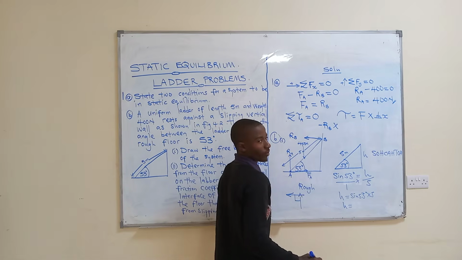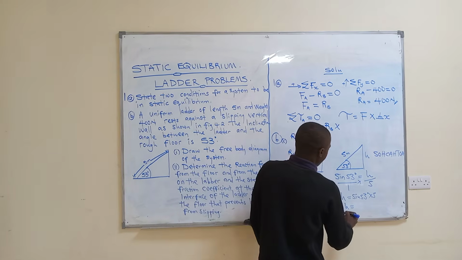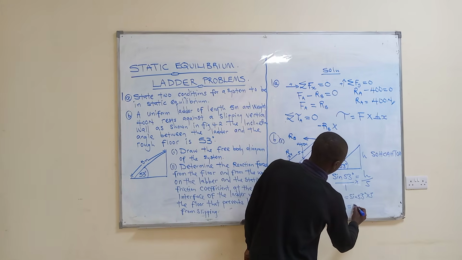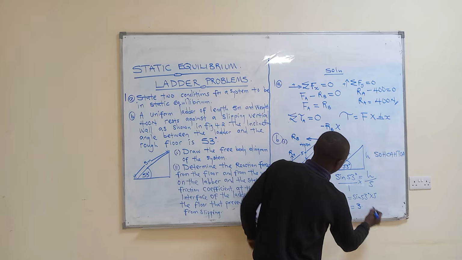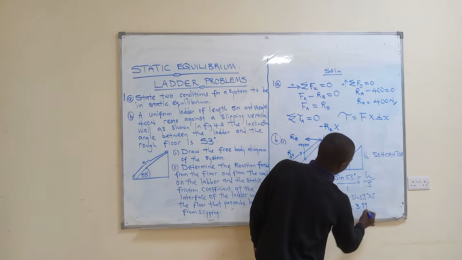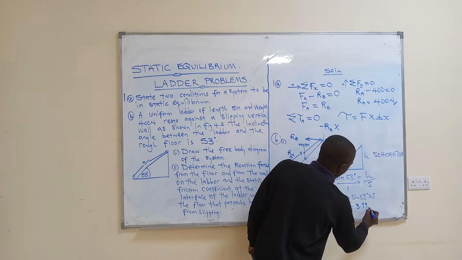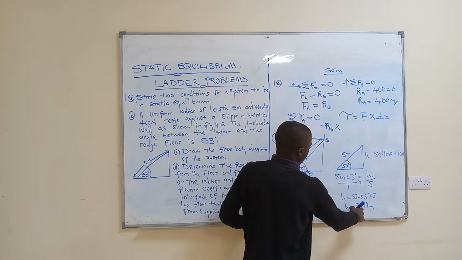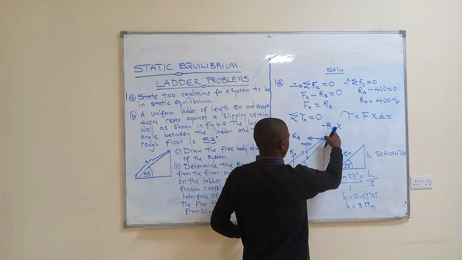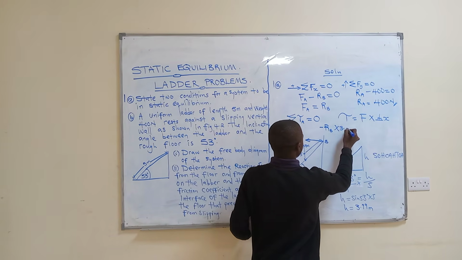So my height, what are you getting? Sine 53 times 5? 3.99. 3.99, like this also? Yes. So that is in meters. This is the perpendicular distance that I'm going to multiply with the reaction force at B. So that is 3.99.